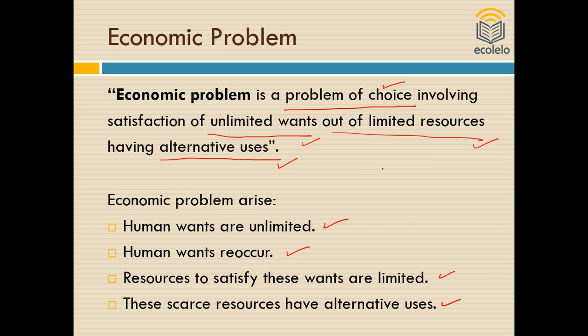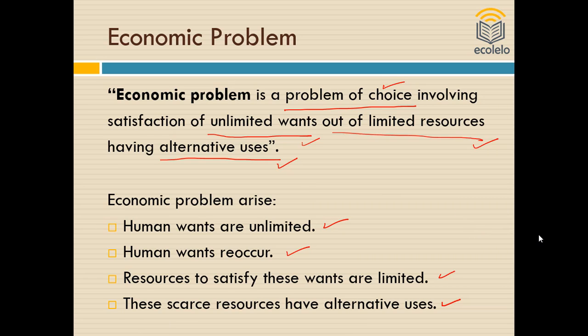Do you think there would be an economic problem? Do you even think that people would be poor? Or do you think that there would be need of government for that matter? If everything you want, you get it, do you think there would be any problem? No. So here we are talking about this because every want of yours cannot be fulfilled, and there are limited resources to satisfy those wants. There is an economic problem.